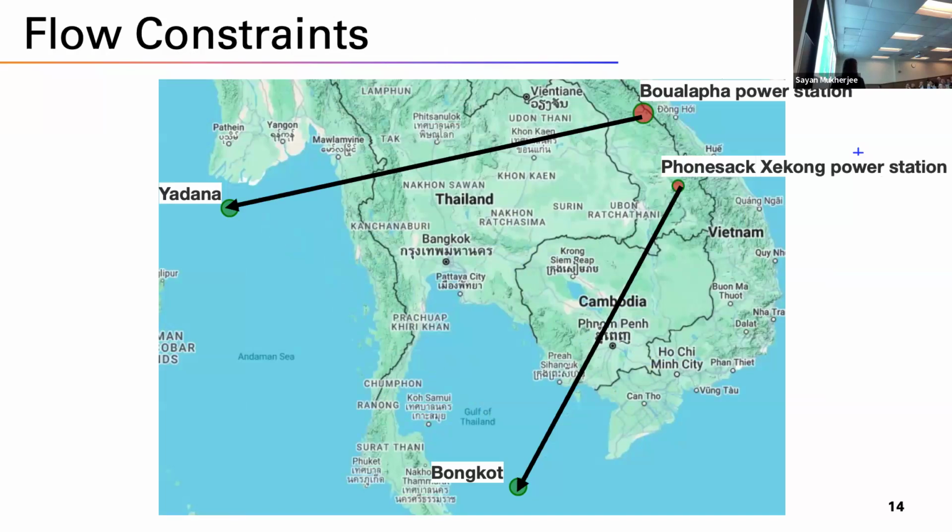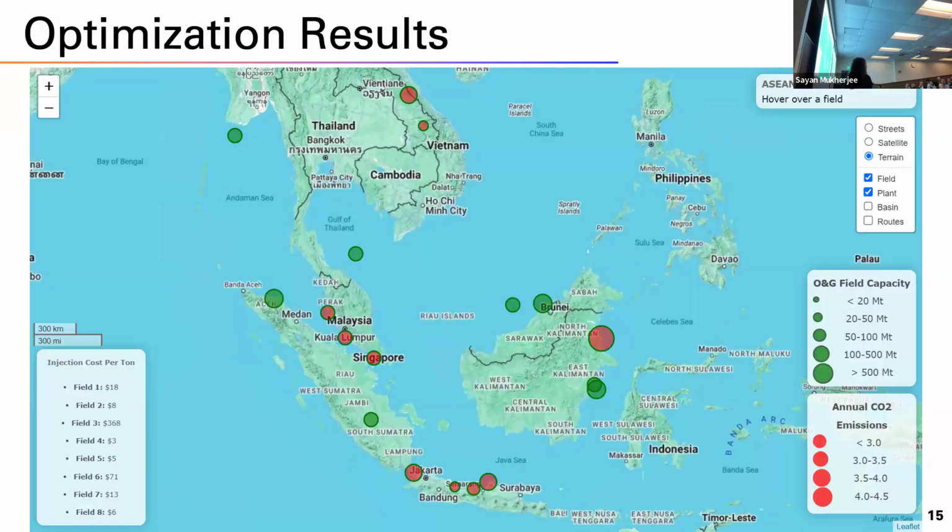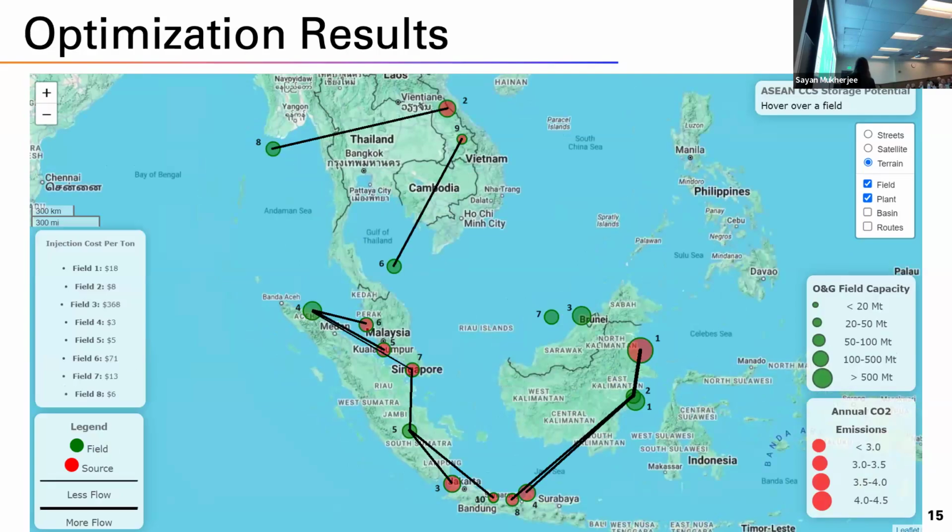And then, of course, the last constraint is the flow constraint. You want to get all the carbon from point A to point B. It can't go from point B to point A. We can't have a negative flow in these systems. So using all of these constraints, I formulated the optimization using the CVX program, and I got my initial results.